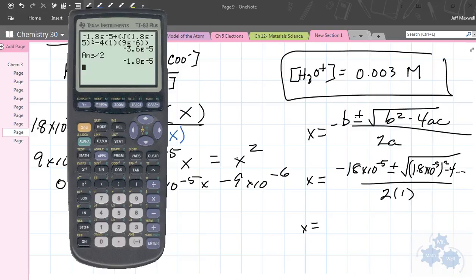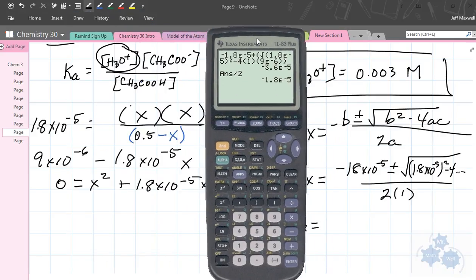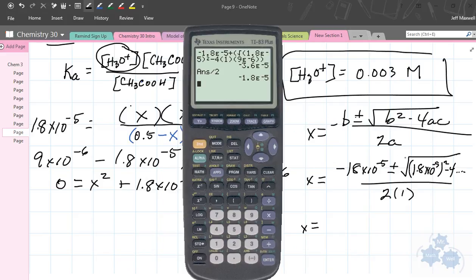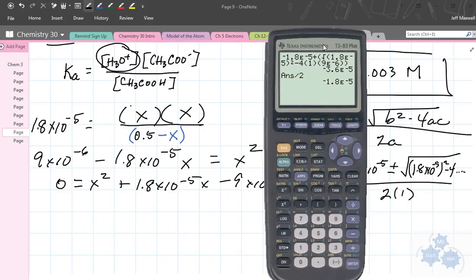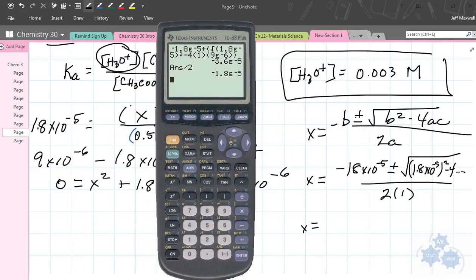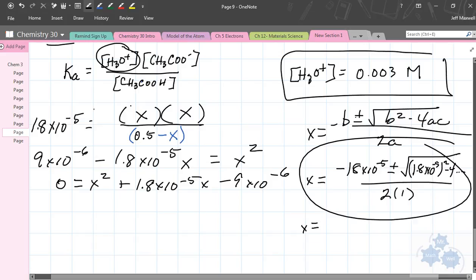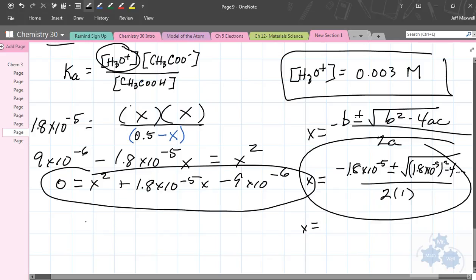Okay, so the point here is that when we do all this right here, it comes out to the exact same number here, and so going through all of this math, because that x is so small, it's basically the same as the original concentration. So remember, when Ka values are less than 10 to the negative 4, you don't have to do this sort of math to finish the question.